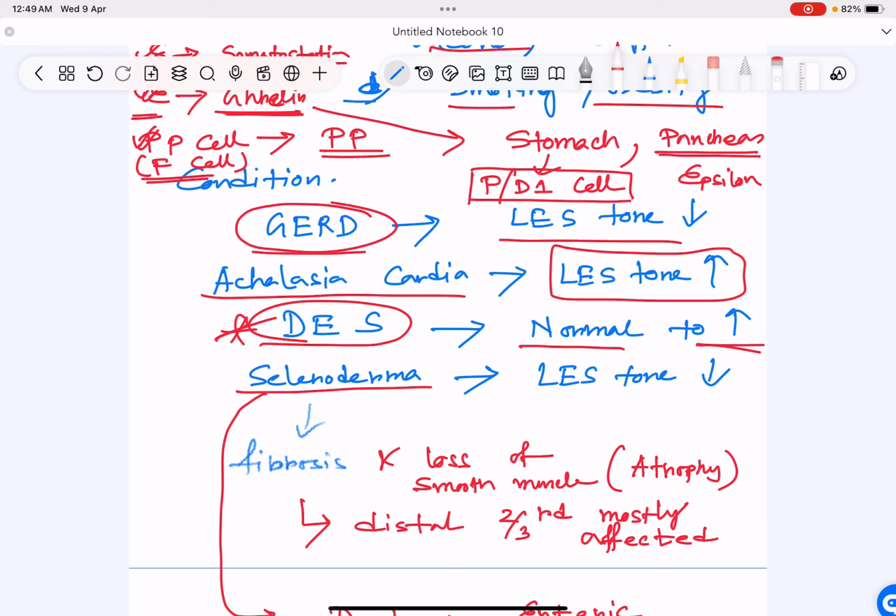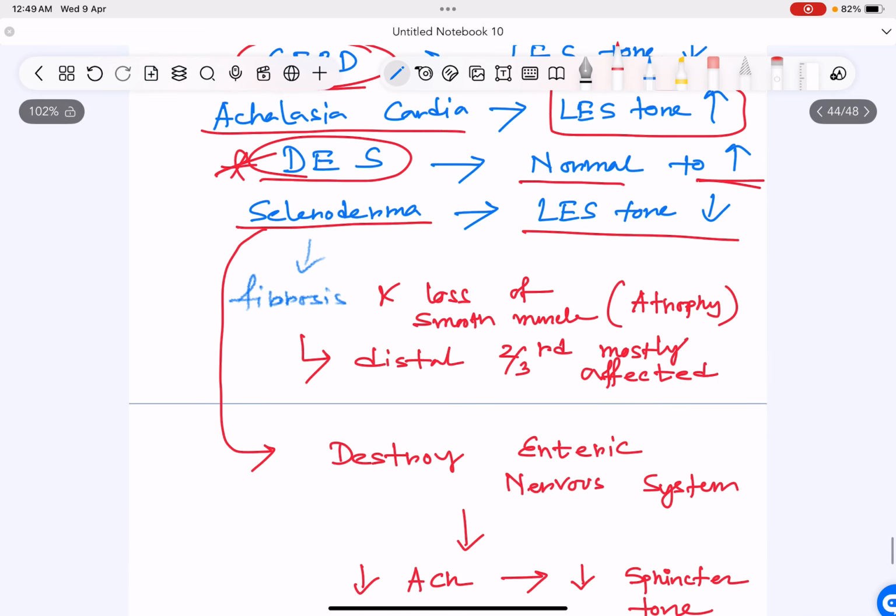And in scleroderma, LES tone is decreased. Why? Like GERD, why in scleroderma is the LES tone decreased? See, in scleroderma two things happen. First, it is destroying the smooth muscle cells. So the smooth muscle cell is lost and it is atrophied. The smooth muscle is atrophied and it is replaced by fibrosis.